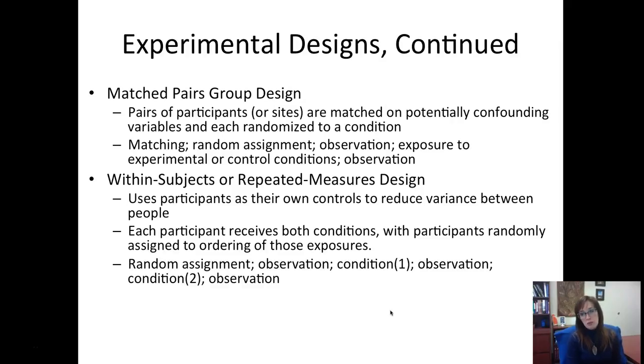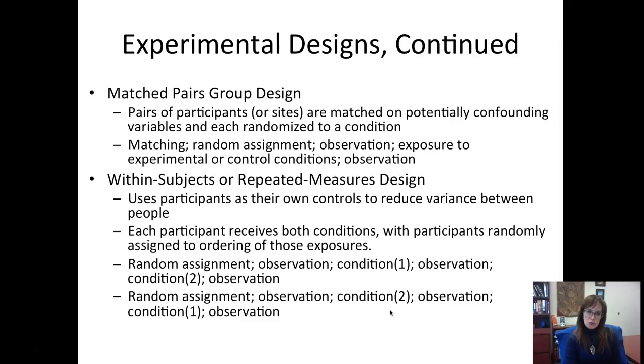And so each participant gets both conditions, and participants are randomly assigned to the ordering of these conditions. So for example, one group of people may have a random assignment to groups, then a measurement or observation, then they receive condition 1, then they have another measurement or observation, then they receive condition 2, then they receive another observation or measurement. And in the other condition, we flip those around. So this is sometimes called counterbalancing. We'll counterbalance the order in which they receive each of these interventions. And then we would randomly assign people to the groups in which they're going to be ordered, if that makes sense.